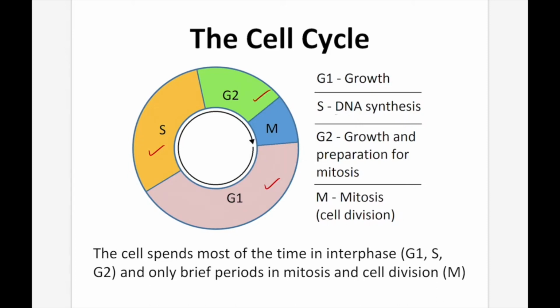And then we're going to have mitosis. And then right at the end of mitosis is actually going to be our cytokinesis right there. And then it just goes back to G1. Now the cell is going to spend most of its time in interphase. That's G1, S, and G2, and only a brief amount of time in mitosis and cell division.